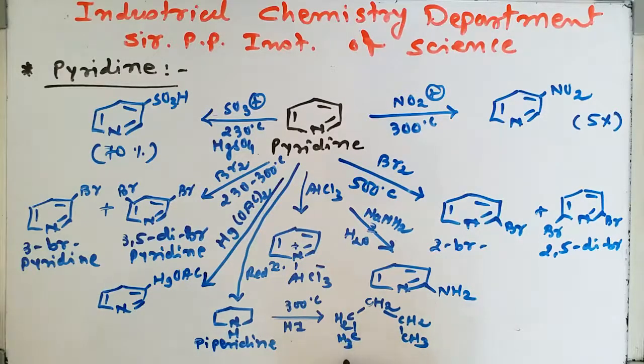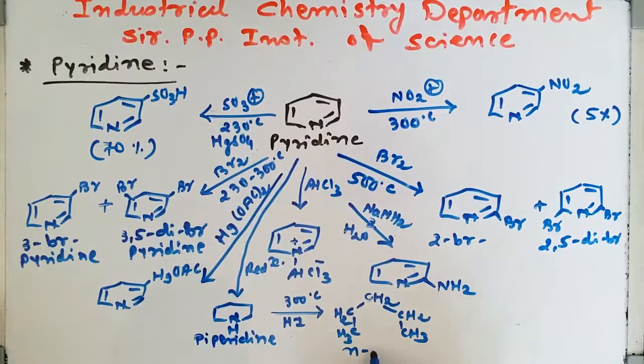This is normal pentane, n-pentane, and ammonia is produced. So, these are the ring opening properties of pyridine. These are very important properties of pyridine.